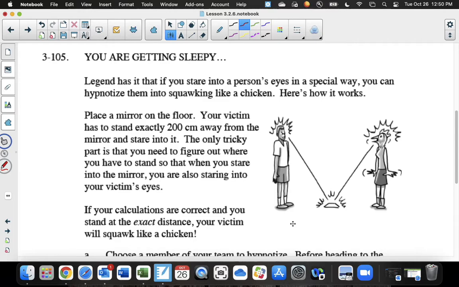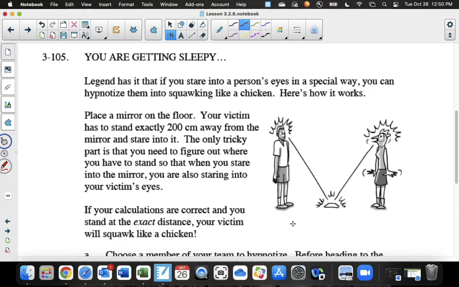So, she places a mirror, notice, on the floor. Your victim has to stand exactly 200 centimeters away from the mirror and stare into it. The only tricky part is that you need to figure out where you have to stand so that when you stare in the mirror, you're also staring into the victim's eyes. And then if your calculations are correct, they squawk like a chicken.